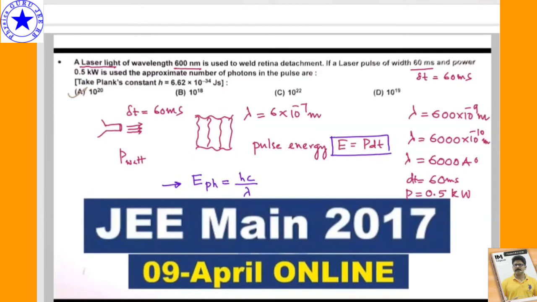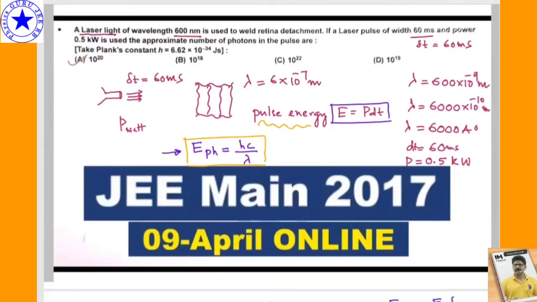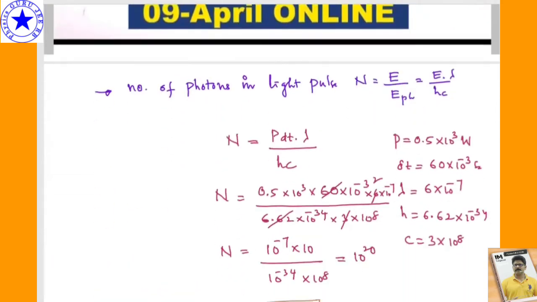So what are the formulas we used? Here, the energy of a photon is hc by lambda. This is the pulse energy, from the given data. Next, the number of photons.